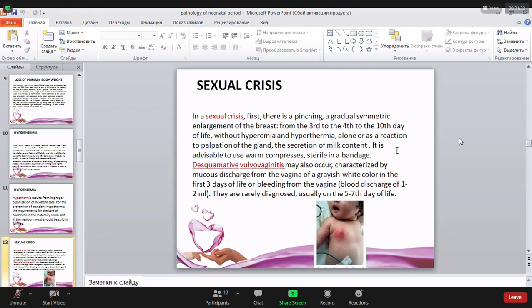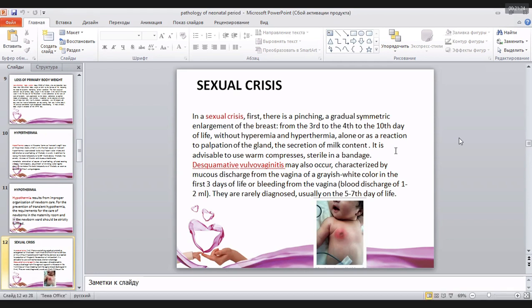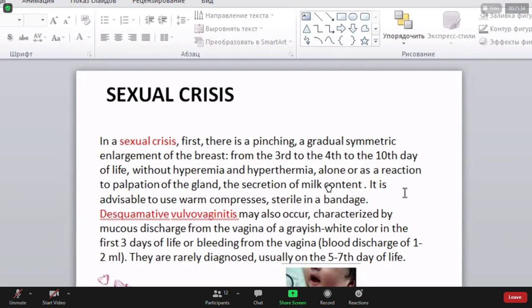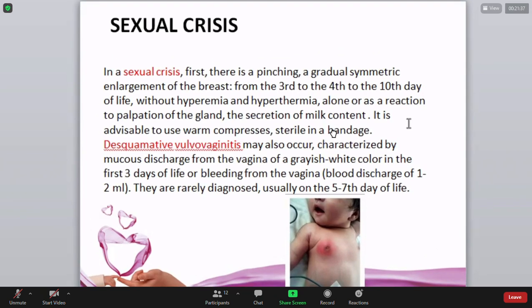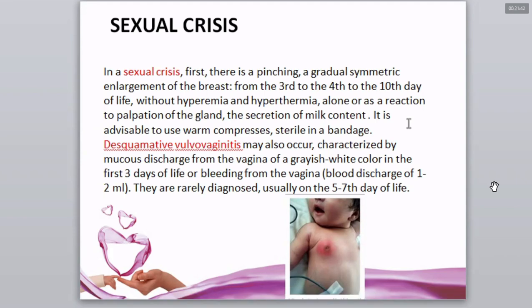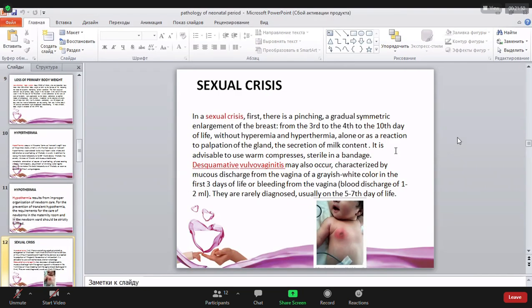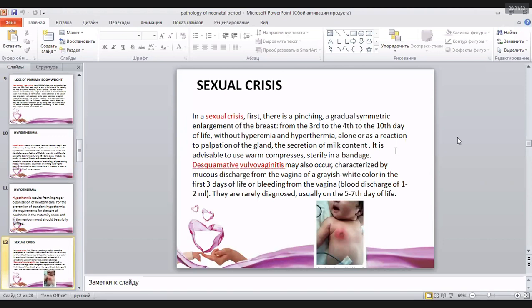Why do we have this crisis? When the fetus was inside the cavity of the uterus, the condition of the fetus was constantly influenced by the mother's hormones through the placenta. When the fetus appears outside the uterine cavity, due to the decrease in the level of hormones, we have the crisis. The organism of the fetus answers this decrease of the mother's hormones with its own production of hormones. That's why we usually have this enlargement of both mammary glands.